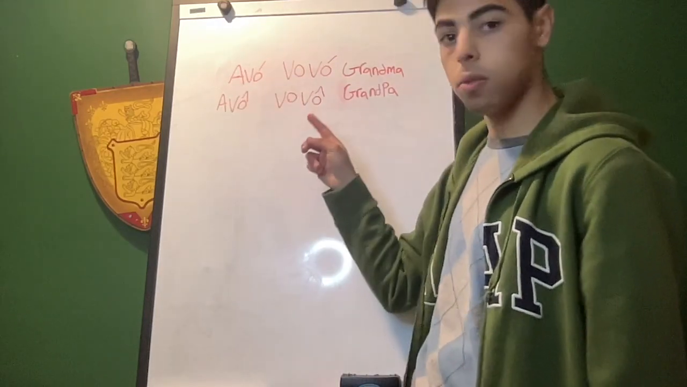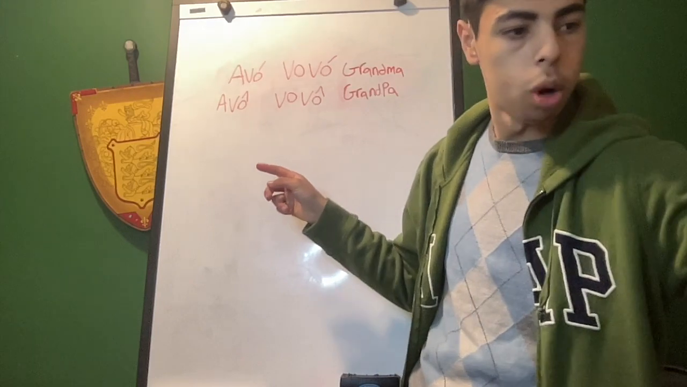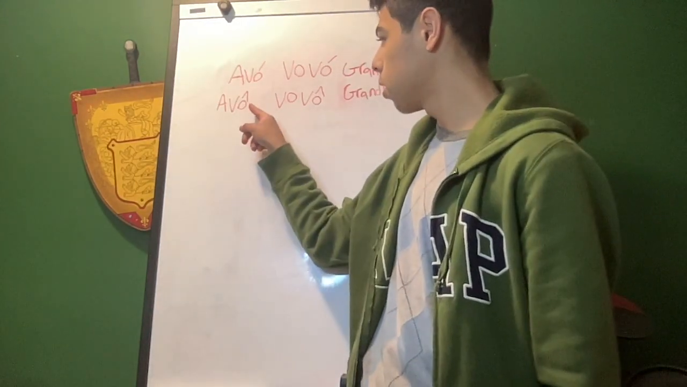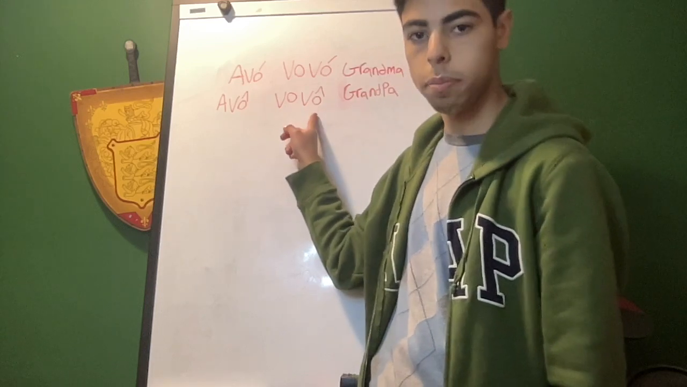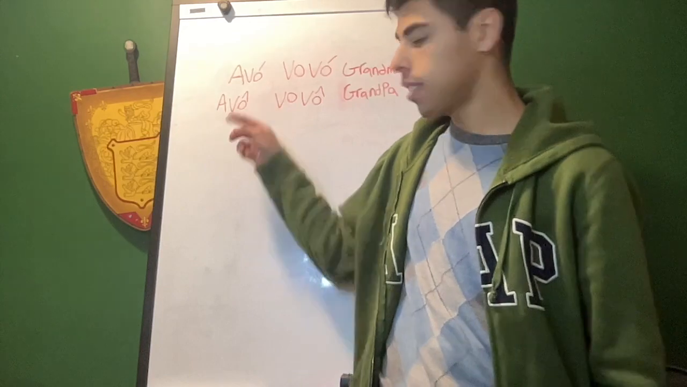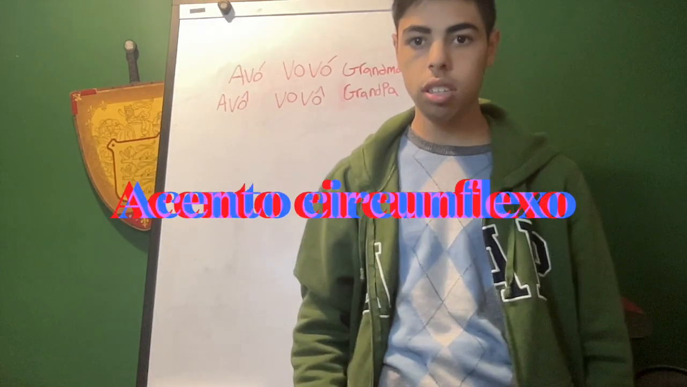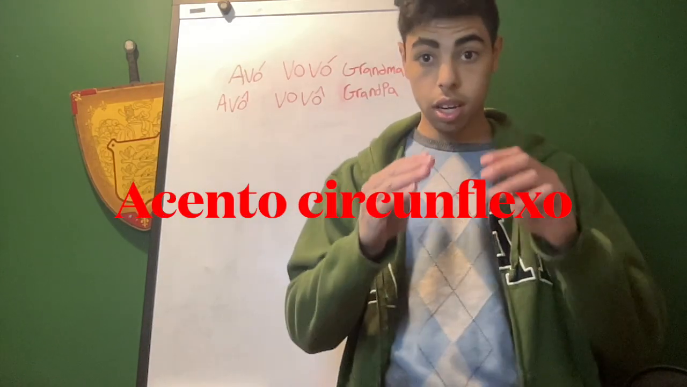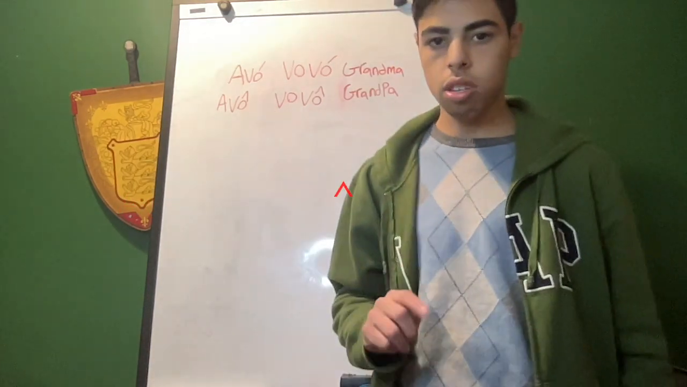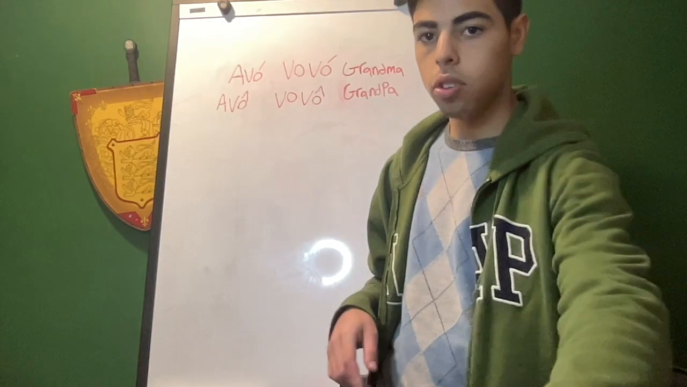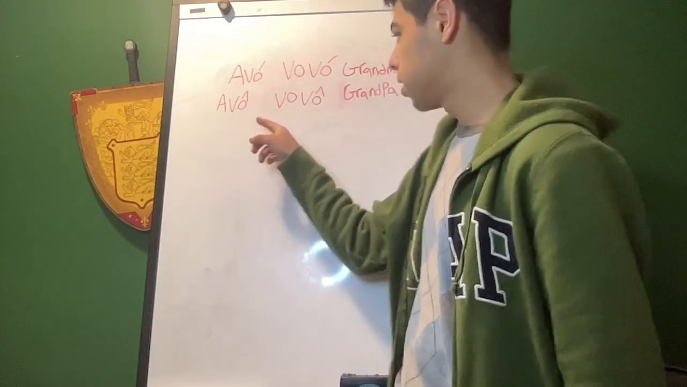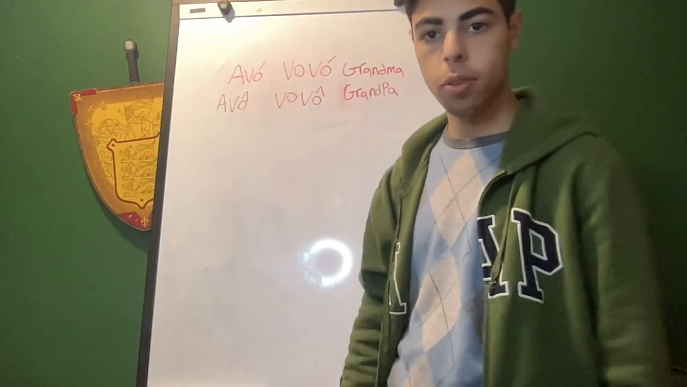The second one is grandpa in Portuguese. This next accent, if you look down here on grandpa, is called acento circunflexo, and it's also a closed vowel sound when you see that accent. So here's how you say it. There are two ways you could say grandpa in Portuguese.